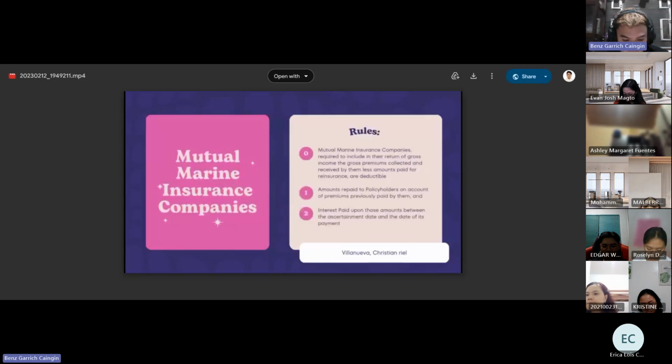Mutual marine insurance companies, required to include in their return of gross income the gross premiums collected and received by them less amounts paid for reinsurance, are entitled to deduct from gross income: Rule 1, amounts repaid to the policyholders on account of premiums previously paid by them, and interest paid upon those amounts between the ascertainment date and the date of payment. You can see it in Section 37C and IRC Section 128.